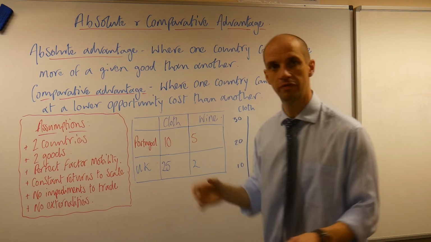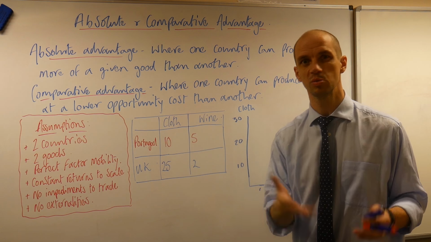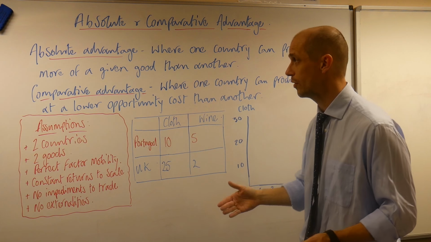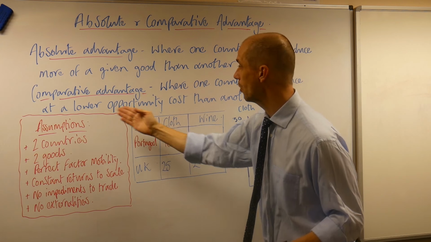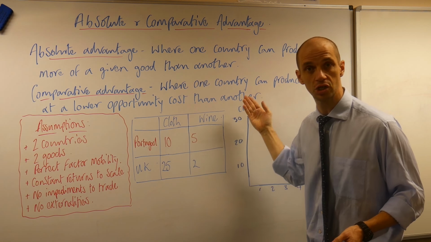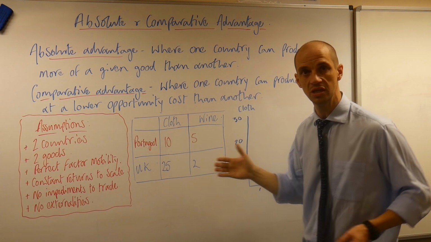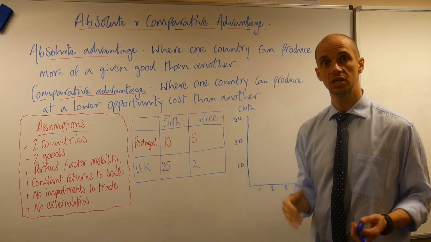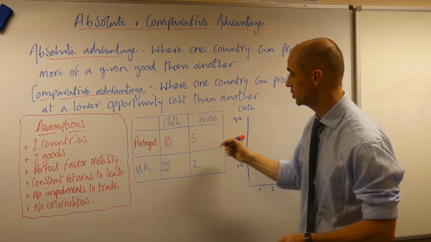Now, comparative advantage is really the big one here. This is David Ricardo's theory, which is over 200 years old now. So let's have a look at this, where one country can produce at a lower opportunity cost ratio than another. So now, unlike numerical superiority, we're now considering opportunity cost ratios. So let's just work through our opportunity cost ratios here.